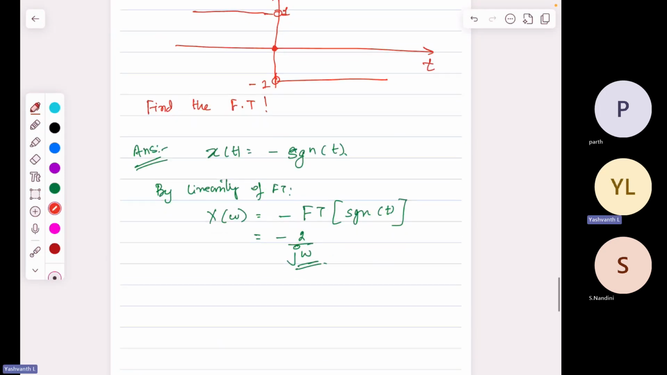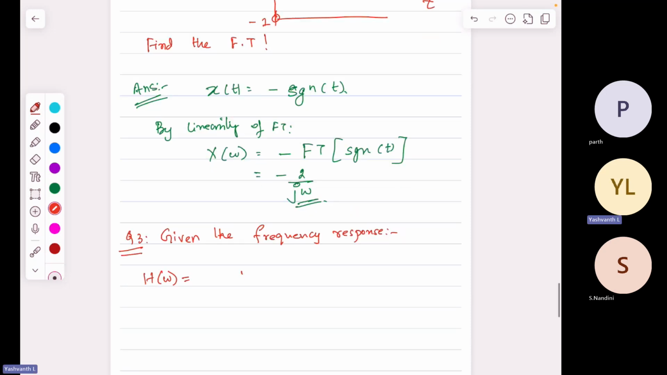Okay, let's do the next question. Given the frequency response, which is basically the Fourier transform of the impulse response of the system. The Fourier transform of the impulse response of a system is called the frequency response. Let's say the frequency response of a system is given as follows: H of omega equal to (100 plus j omega) the whole square, divided by (1 plus j omega) into (10 plus j omega) into (1000 plus j omega).